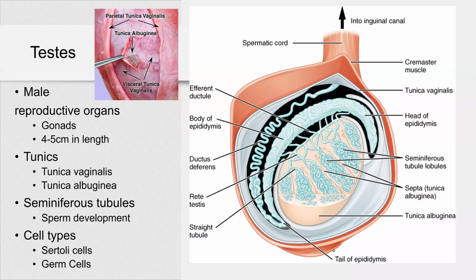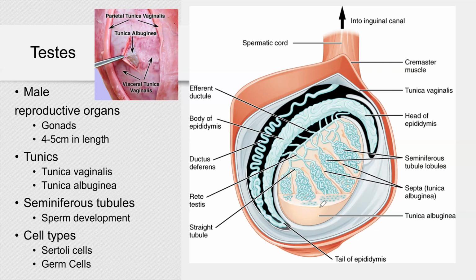So testes are covered by several tunics. So first it says male reproductive organs, testes are gonads, about 4-5 centimeters in length, and then we have tunics covering testes. So this tunica shown over here, this is tunica vaginalis. Tunica vaginalis is a serous membrane. So it's a modification of a peritoneum. Tunica vaginalis, as any serous membrane, has parietal and visceral layers. And then testes themselves are covered by tunica albuginea. Albuginea means white. So tunica albuginea is deep.